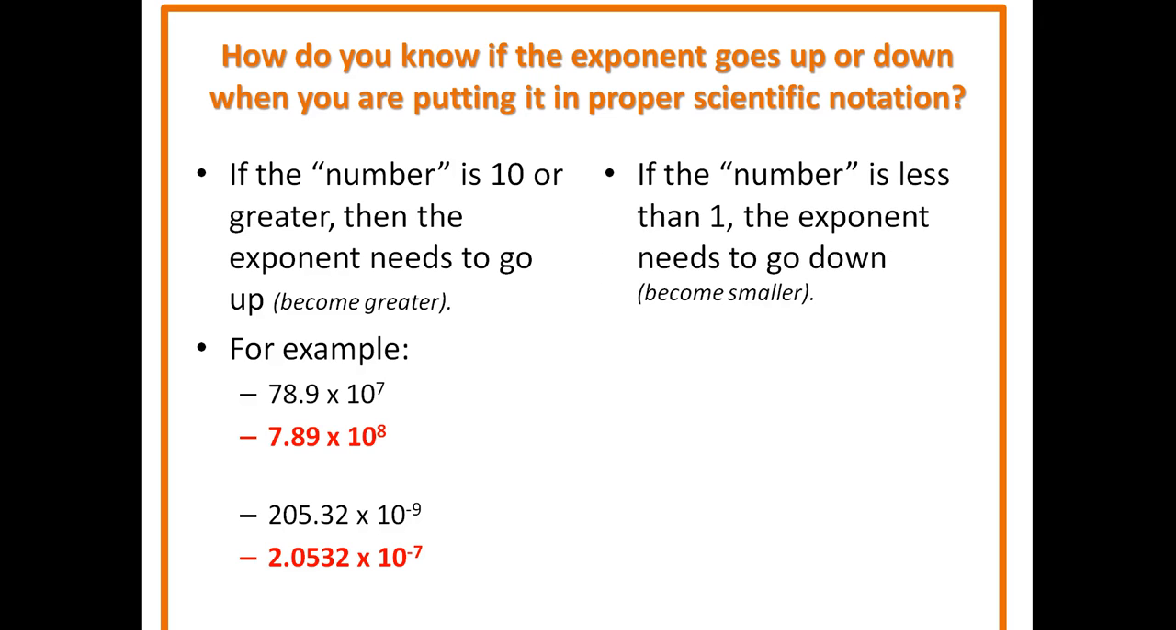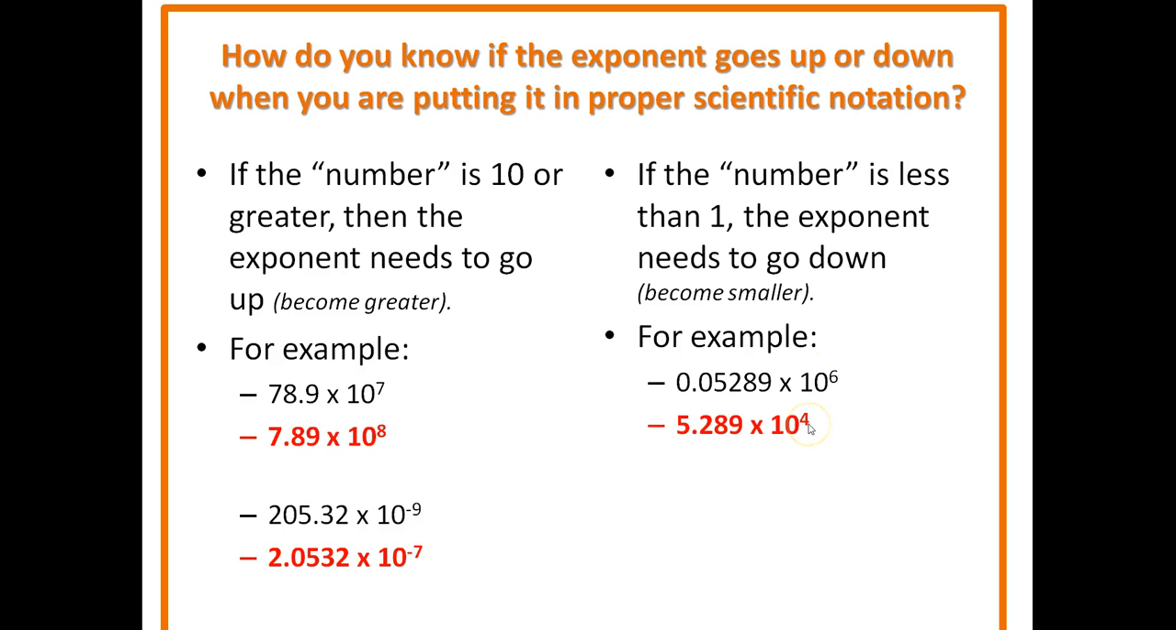All right, so that's what I do if the number is greater than 10. But what if the number is less than 1? If the number is less than 1, the exponent needs to go down. It needs to become smaller. All right, this is a number less than 1. Right here, 0.05289 is less than 1. The number part is less than 1. That's not proper form. The decimal's in the wrong spot. I need to move the decimal over 2 places to make it 5.289 because 5.289 is between 1 and 10. Since I moved it 2 places, 1, 2, I need to make my exponent smaller. So I need to go 2 numbers smaller than 6. What would it be?